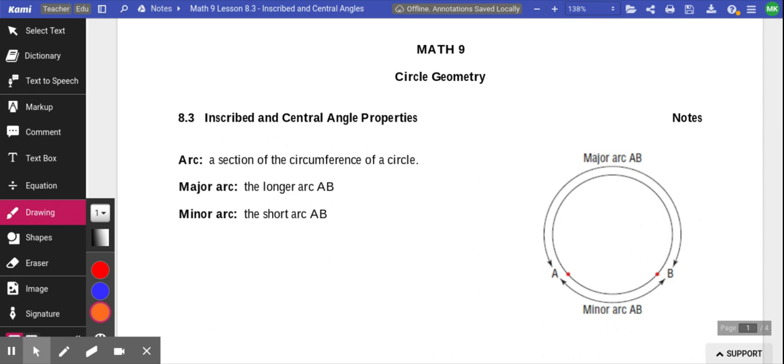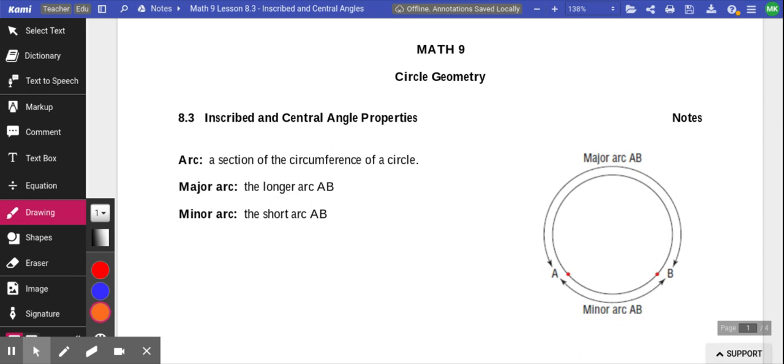So we're going to continue on with our circle geometry. At this point, you should have done the tangent properties as well as the chord properties. Tangent lines being lines that are outside of circles, chords being lines that are inside circles, connecting two different sides of the circle usually. Tangent lines only touch the circle once.